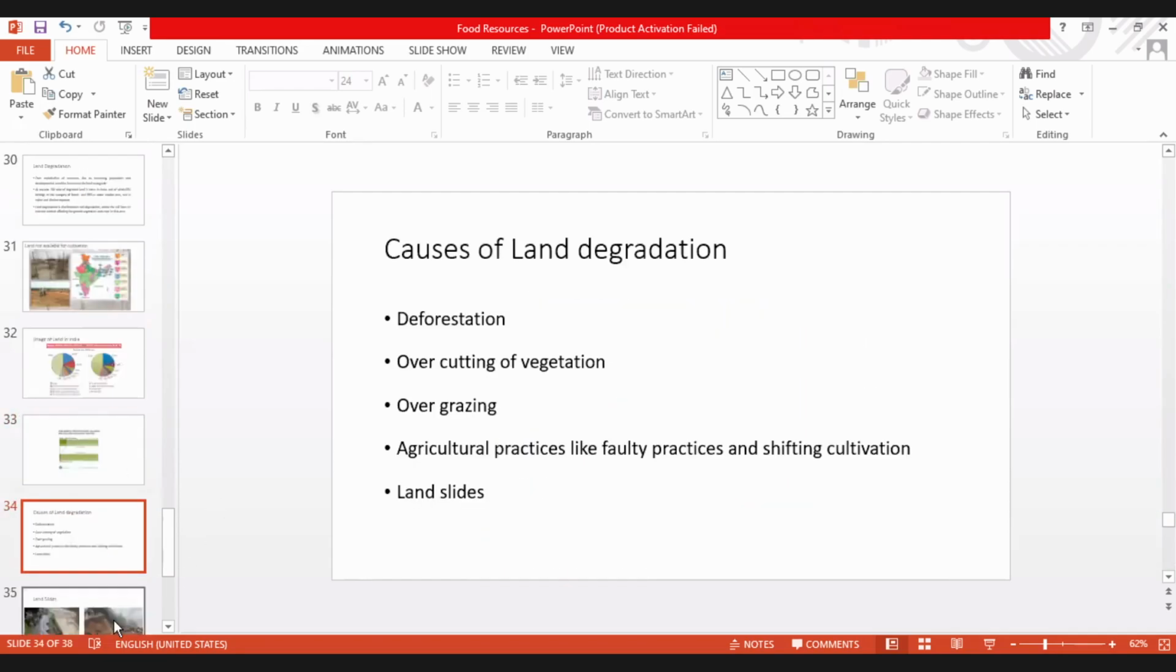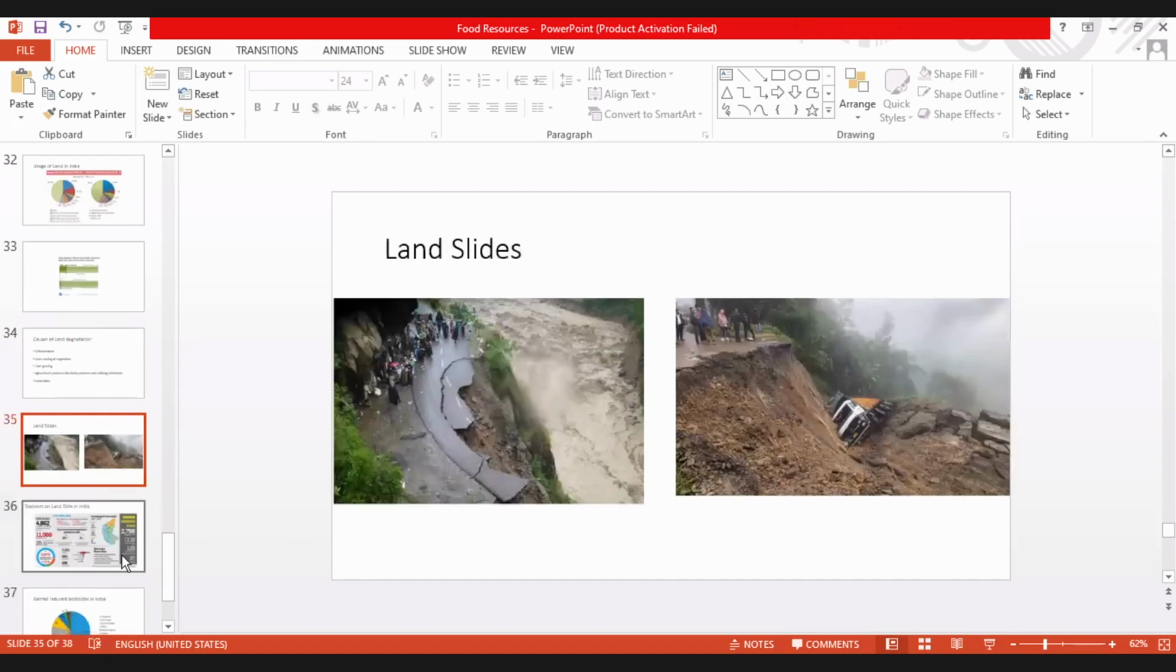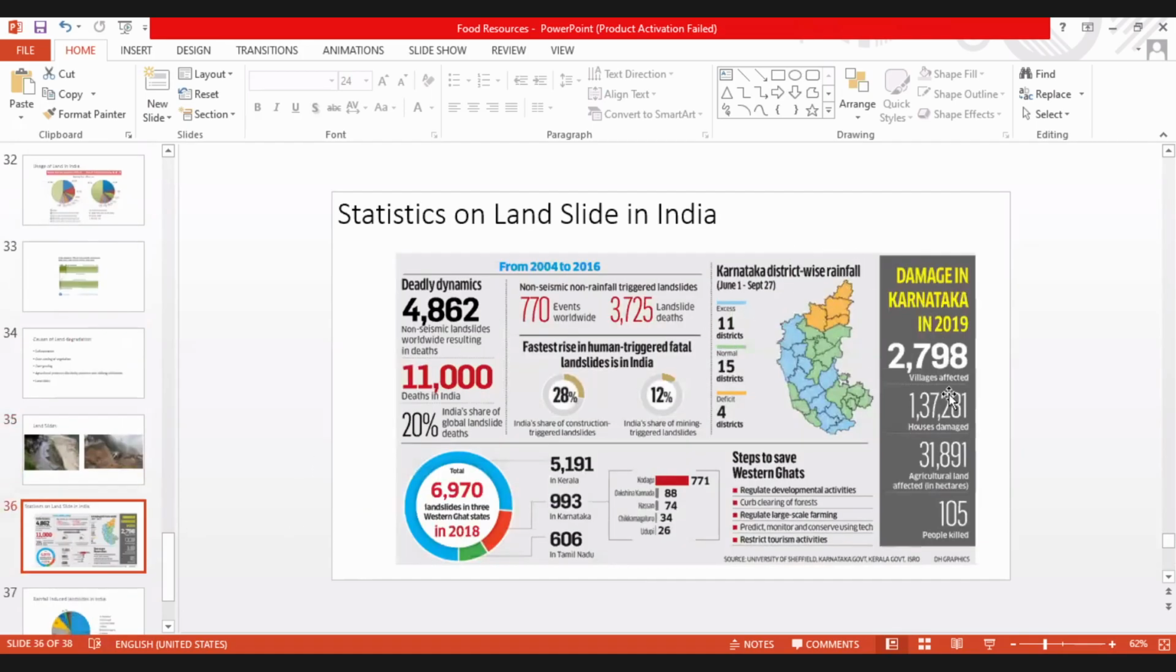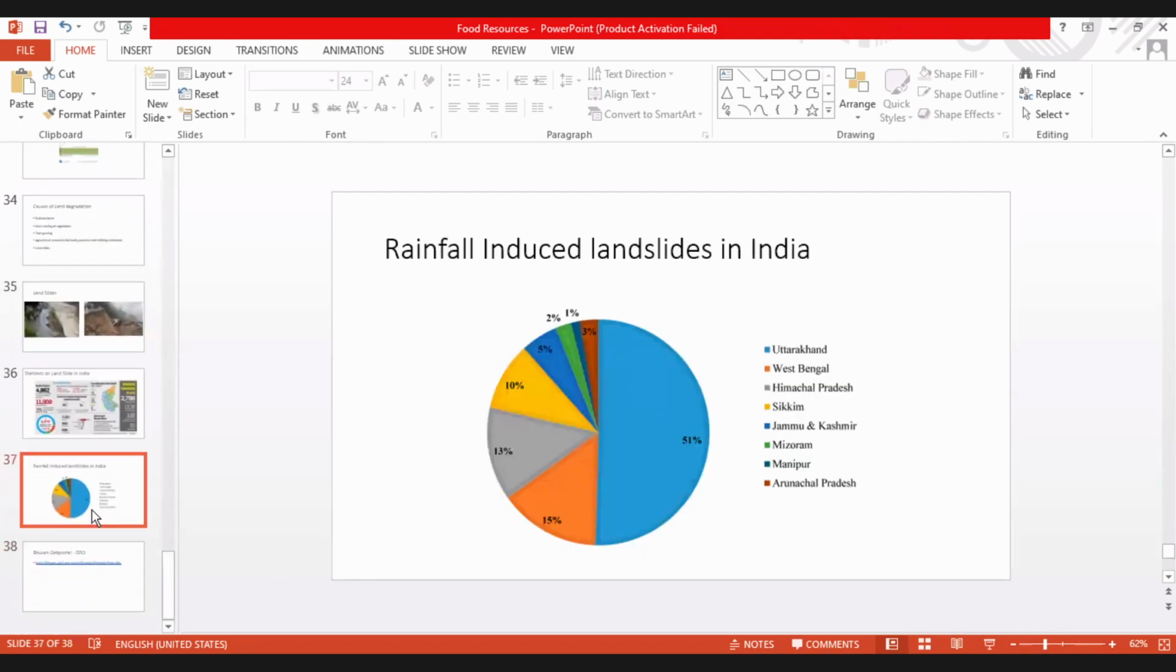The causes of land degradation, landslides, the deaths due to landslides, we have talked about it. The reasons are largely human activities, tourism, and construction activities. Then there is a graph which shows that Uttarakhand has the highest, whereas Manipur has the least. And then the Western Ghats see a lot of rainfall-induced landslides. Now there is one.